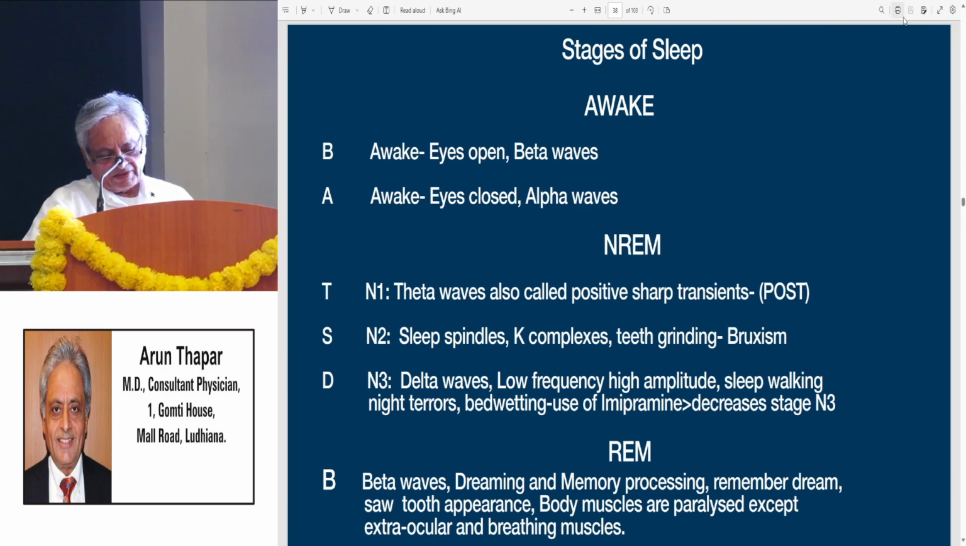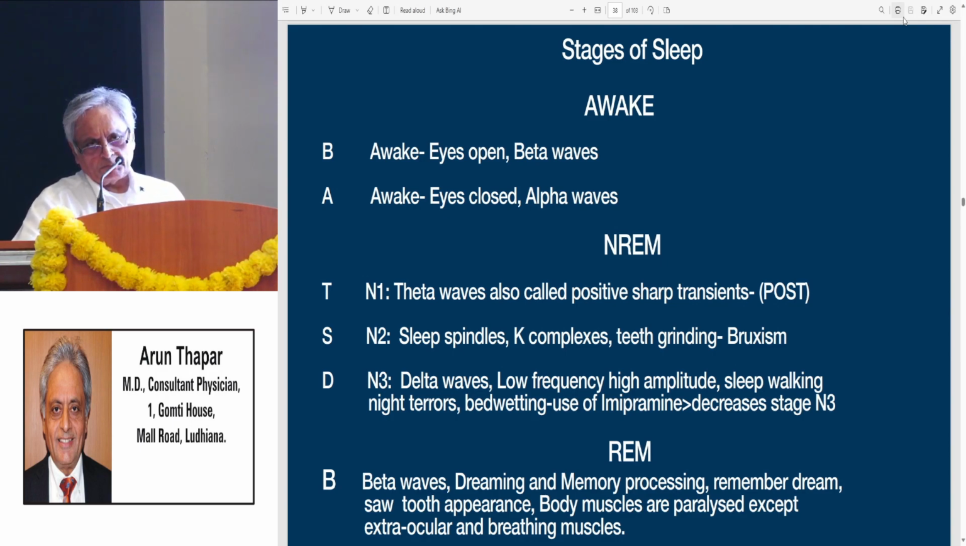And the last is REM sleep or rapid eye movement. The B is there because of the last word, blood. Beta waves again set in. It's the dreaming sleep, where memory processing takes place. If you arouse any person from sleep and he or she is in the REM phase, they remember the dream. Otherwise, for non-REM, if you awaken the person, he will not remember the dreams.